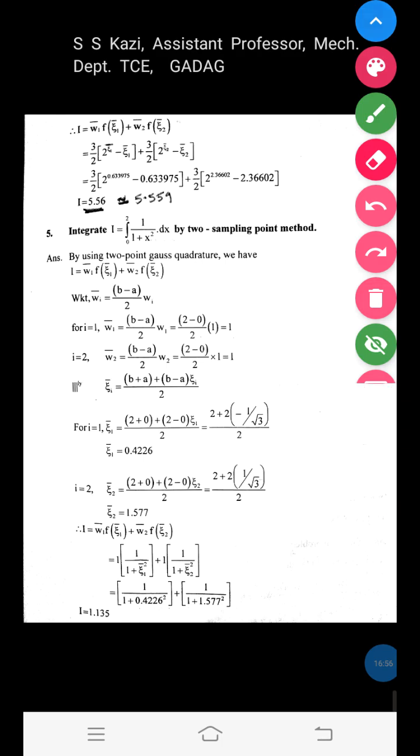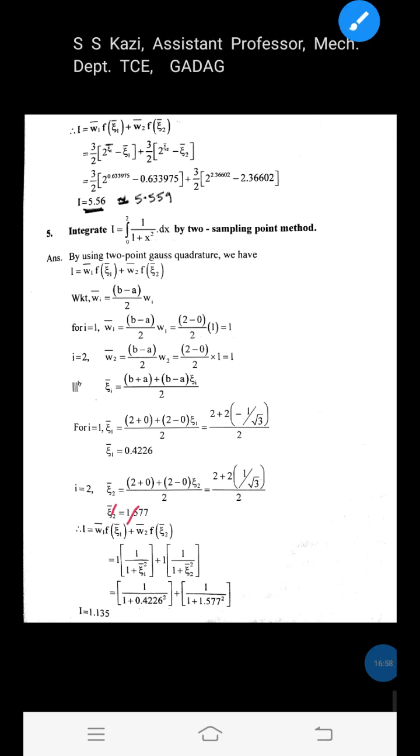Okay, after that we will substitute w1 and f of zeta 1 bar. That is, w1 is 1, and f of zeta 1 bar can be written as 1 divided by 1 plus zeta 1 bar square. Plus next, w2 bar is 1, and f of zeta 2 bar: f of zeta is 1 by 1 plus x square, that can be written as 1 by 1 plus zeta 2 bar square. Just substitute zeta 1 bar and zeta 2 bar values. Here w1 bar and w2 bar are 1.